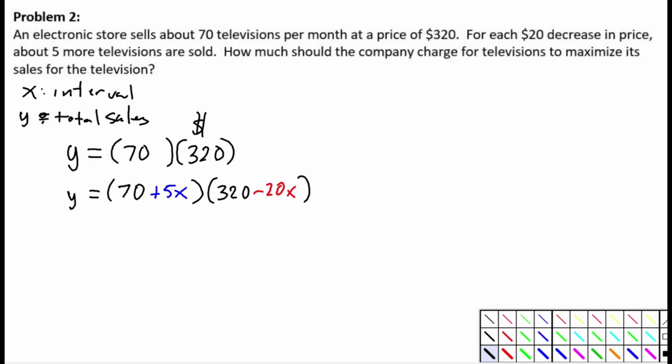And then find my vertex. So let's go ahead and do that. Let's find the zeros real quick. Where are your zeros at? So solve both these problems. Let's do the left one first.